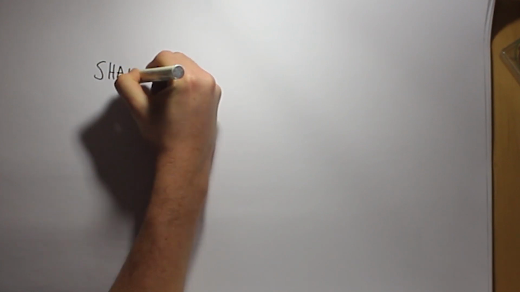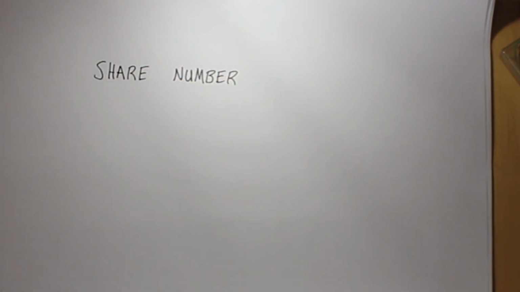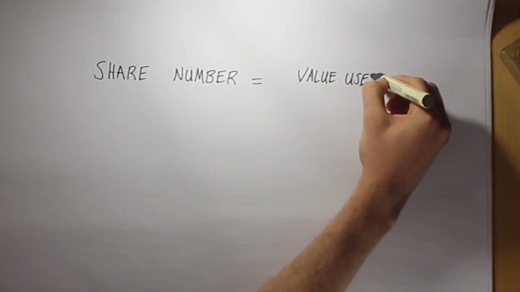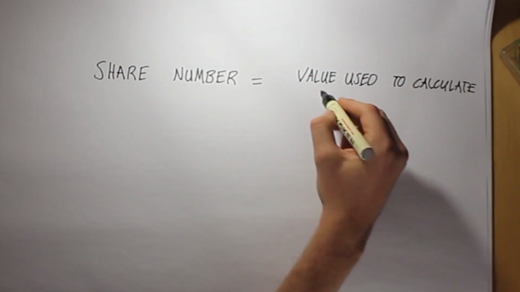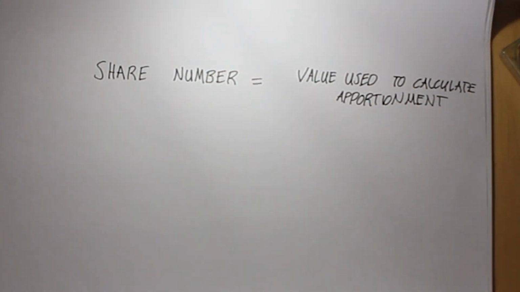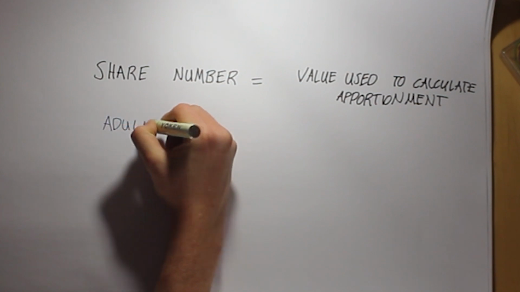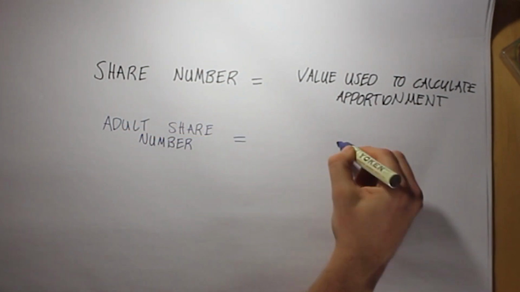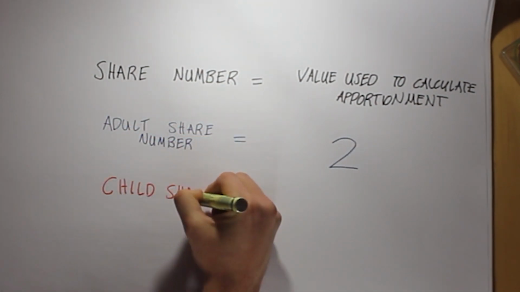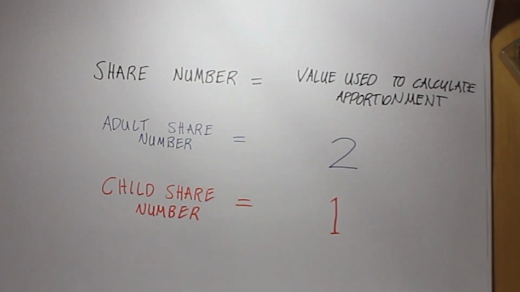We have come up with a few concepts that will help ease understanding of this matter. The first concept is a share number. The share number is the value used to calculate apportionment. Now every member in the household has a share number. As you can see, an adult has a share number of 2 and a child has a share number of 1.